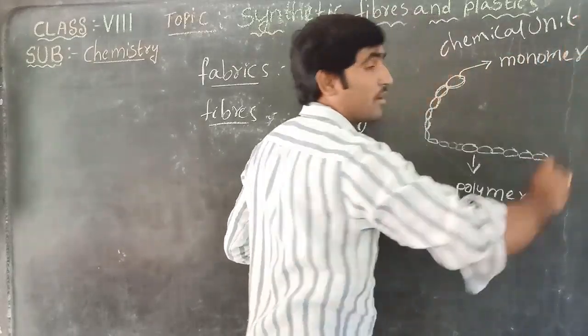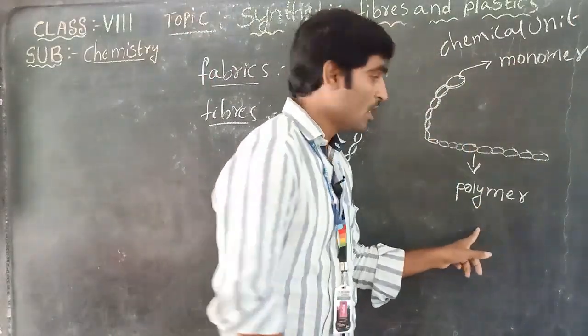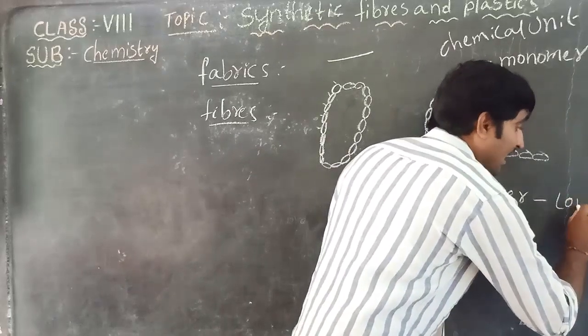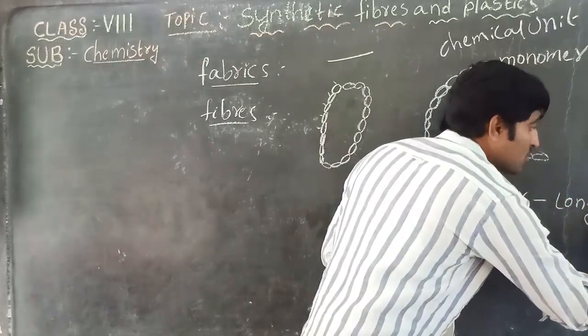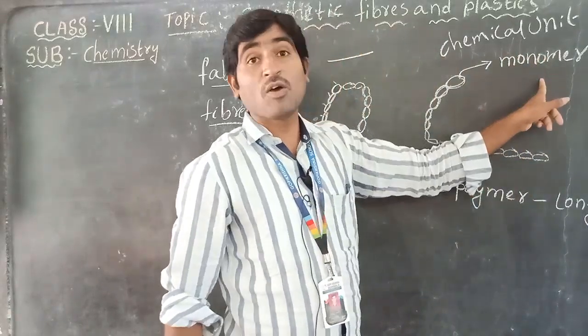Monomer and polymer. Have you got the difference between monomer and polymer? Yes. What is meant by polymer? Polymer is a long chain formed by the joining of small units called monomers. What is meant by monomer?